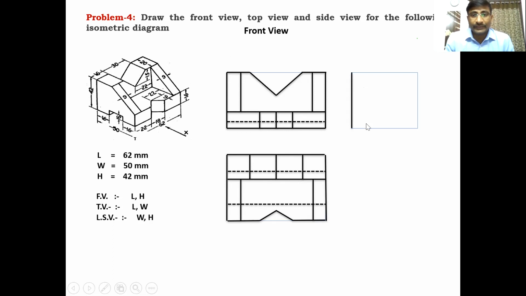Coming to the side view, draw a vertical line from this corner. Draw the vertical line from this corner. This is the vertical line, and this inclined line is also visible as vertical. So it is a total vertical line, and you have to see it visible from the side.